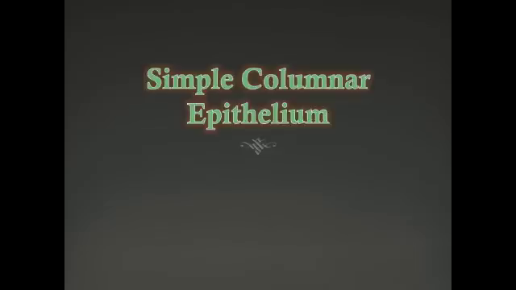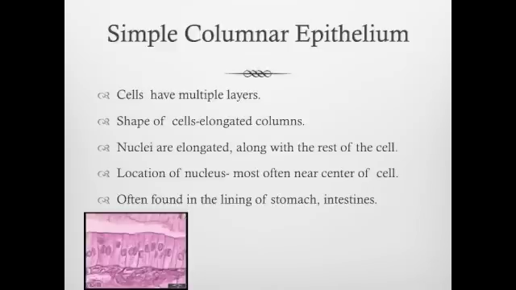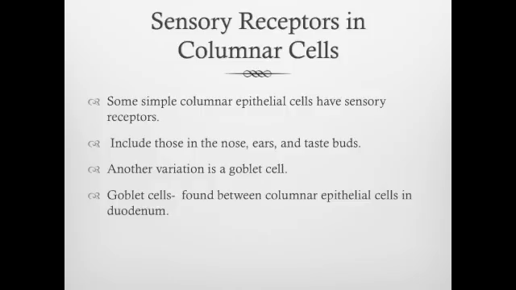Now, simple columnar epithelium. The cells have multiple layers of the columns. Nuclei are elongated along with the rest of the cell, and the nucleus is most often located near the center of the cell. So it's cell, bit of cell, nucleus in the middle, bit of cell. These cells are also found lining your stomach and intestines. Some of these also contain subtle sensory receptors, including those in the nose, ears, and taste buds. They help you smell, hear, and taste, respectively.